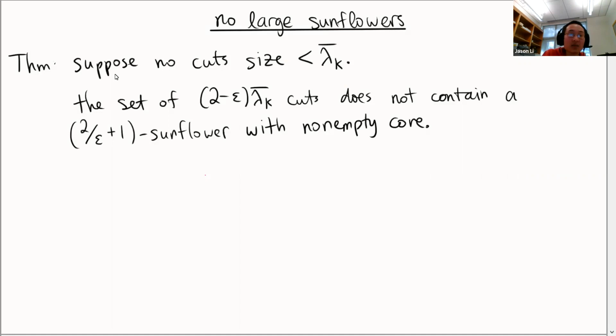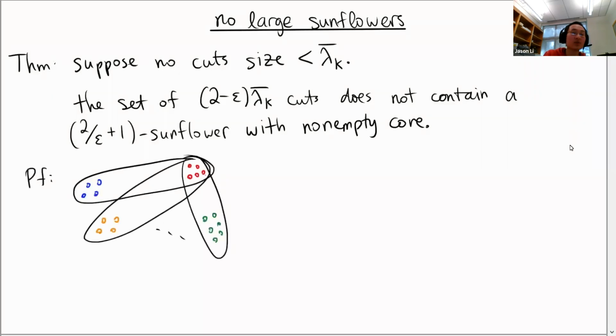So in other words, we have the following statement. Now for simplicity, let's suppose that we have no cuts of size less than lambda k bar. Again, there was a fact from before that the number of these sets can be at most k minus 1. So let's ignore those for now. But the main statement I want to make is that if we take the set of small cuts of a graph, then these sets viewed as a set system do not contain a constant size sunflower with non-empty core. So again, imagine epsilon is 0.01, so this is 1.99. This excludes a constant size sunflower.